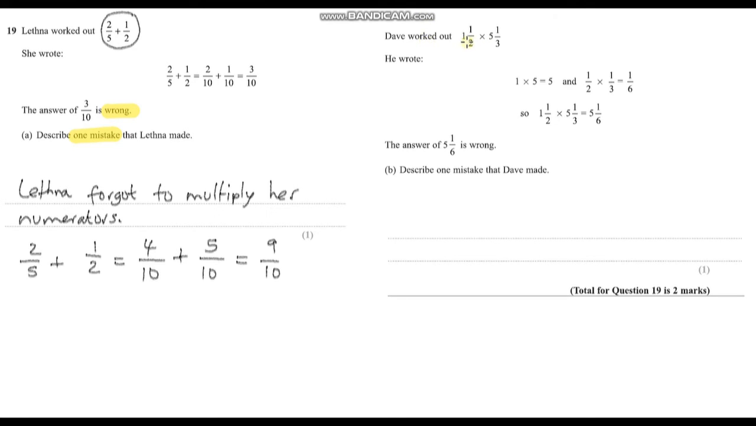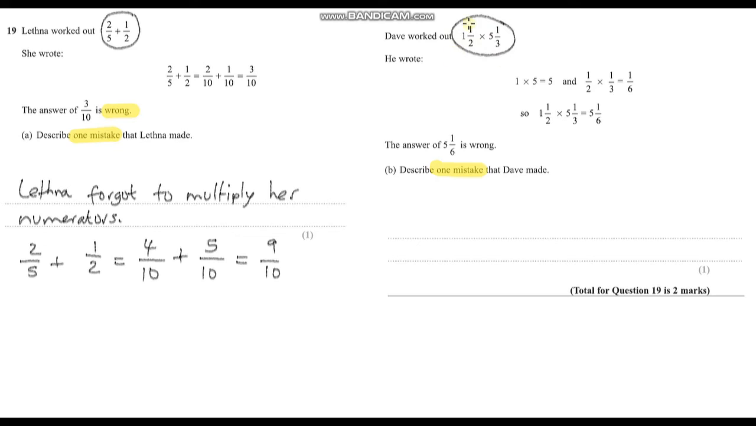Dave worked out 1.5 multiplied by 5 1/3, and he wrote all of this down. The answer of 5 1/6 is wrong. Describe one mistake that Dave made. So we only need one mistake. Now, just like over here, don't try and spot the mistake in their calculations. Just do the calculation yourself. Work out what this is and see where they went wrong.